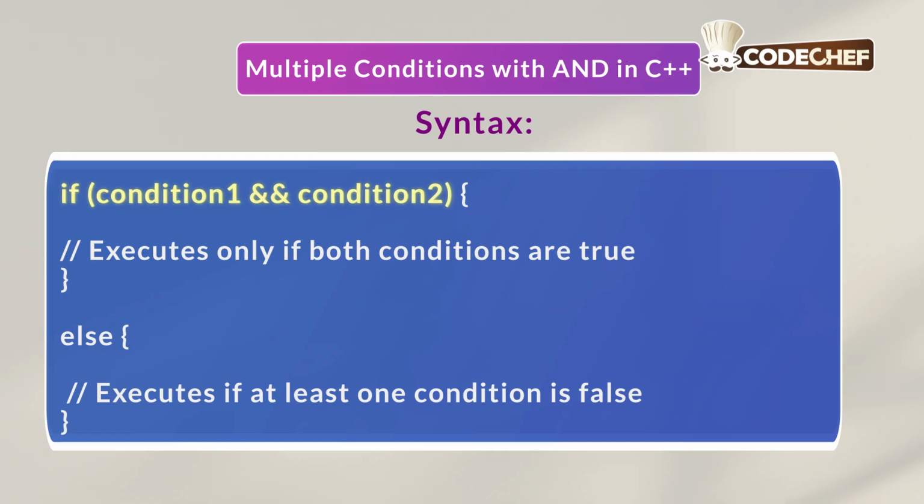Its syntax is if, and here we will write two conditions, condition 1 and condition 2, and we will join them using the AND operator. Then inside the curly braces we will have some code, but that code will be executed only if both condition 1 and condition 2 are true. Else, if either of them is false or both of them are false, then it will go inside the else block and execute the code which is written in the else block.